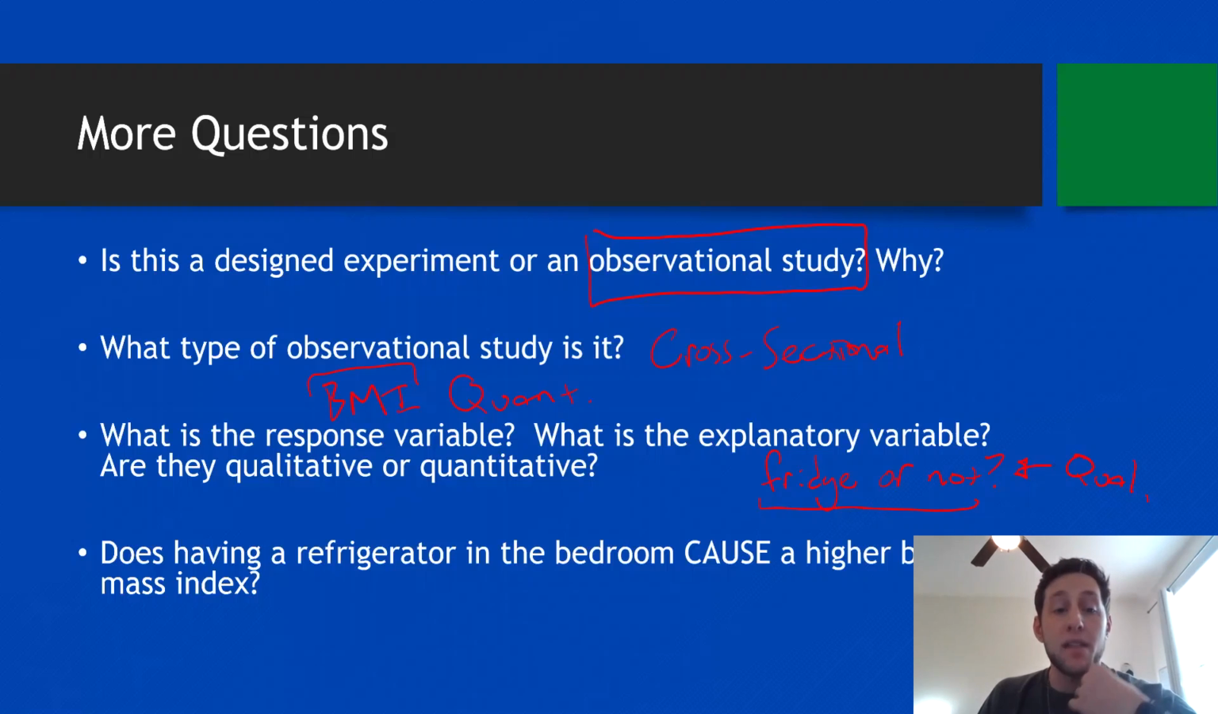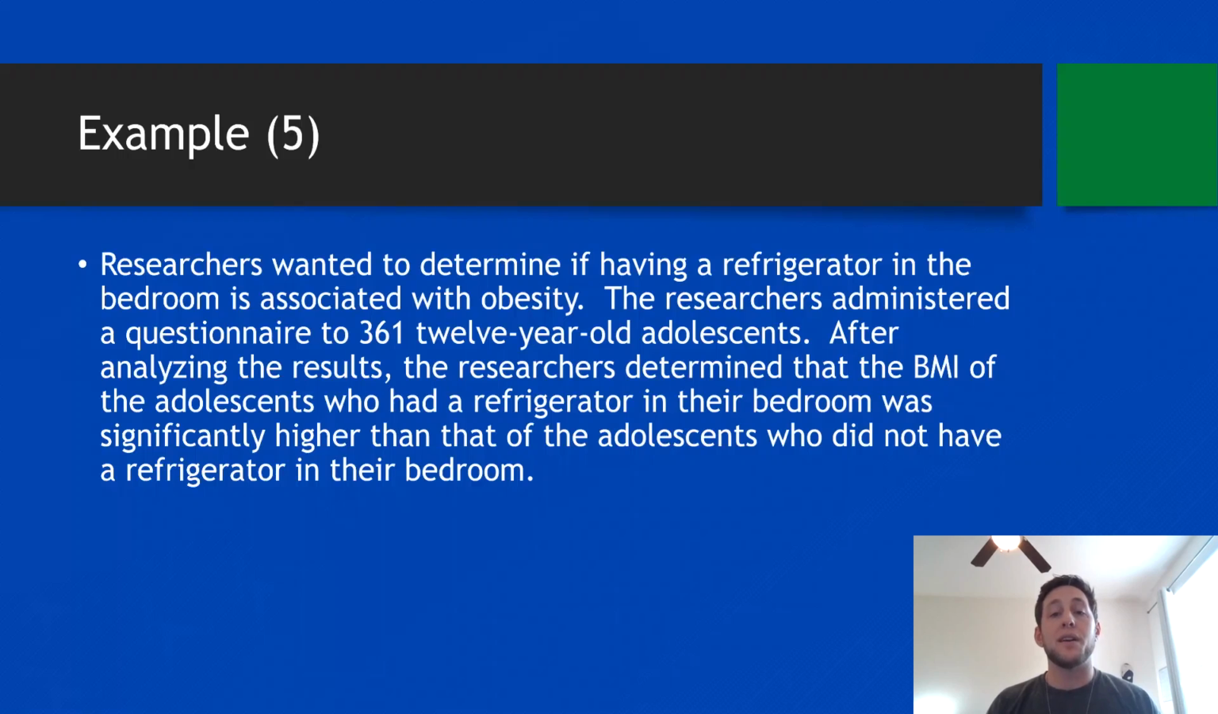Last but not least, does having a refrigerator in the bedroom directly cause a higher body mass index? Now, clearly, I've capitalized that word for a reason. Just because we found that there is a link between a fridge in the bedroom and higher BMIs, significantly higher even, does not mean that having a fridge in the room will actually cause you to have a high BMI.